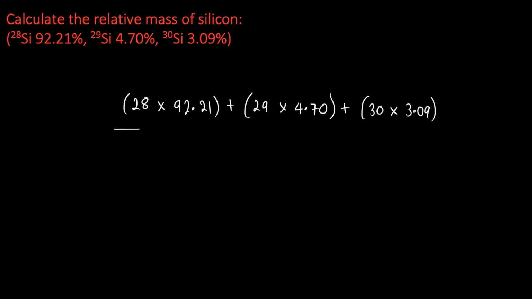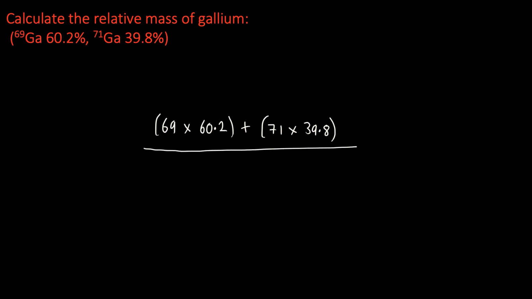The first thing to do is get the mass number and multiply this by the abundance. Do this for the other two isotopes. Divide by the total abundance. And the answer is 28.1. This is the same as the previous question. Get the sum of the masses multiplied by their abundance, divide by 100, and the answer is 69.8.